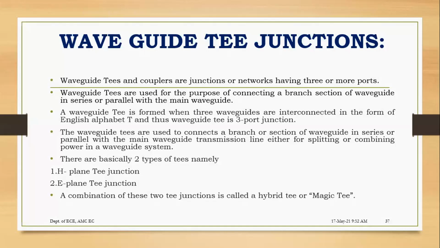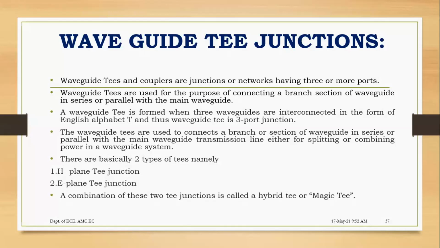Now, as she has already told you, the 90-degree concept, based on that the waveguide T is created. So waveguide Ts are used to connect a branch or section of waveguide in series or parallel with the main waveguide transmission line. Either you can split or combine the power in the waveguide system. So if you want to see how the power is splitting to other ports or how you can combine from the other ports, based on that the waveguide Ts will be used.